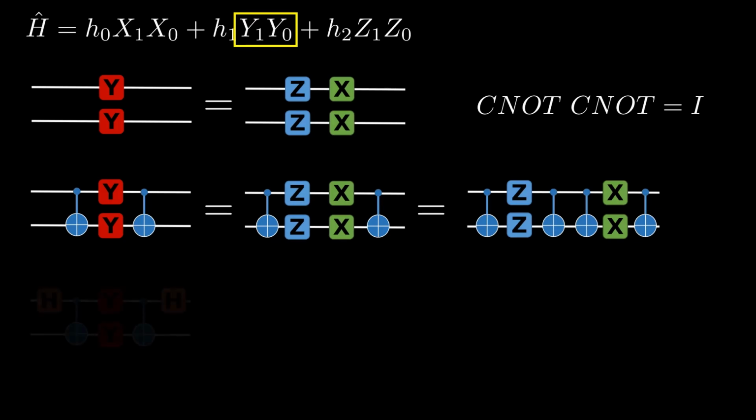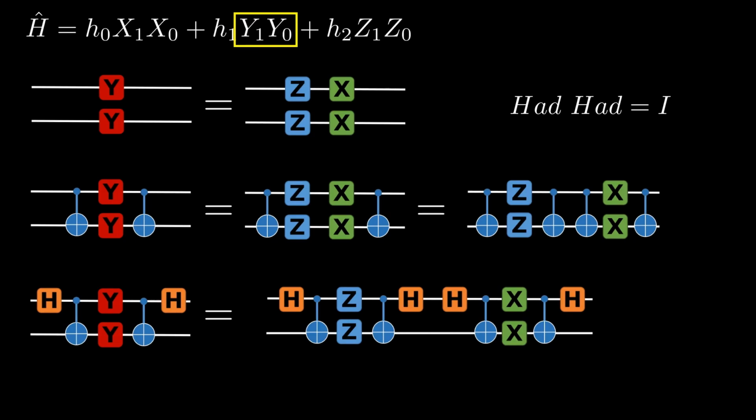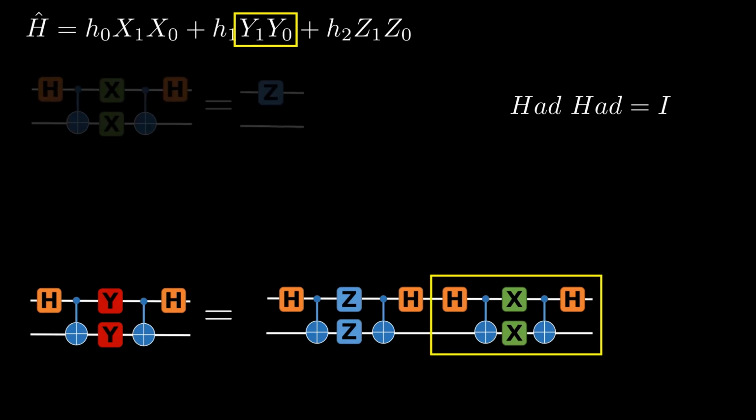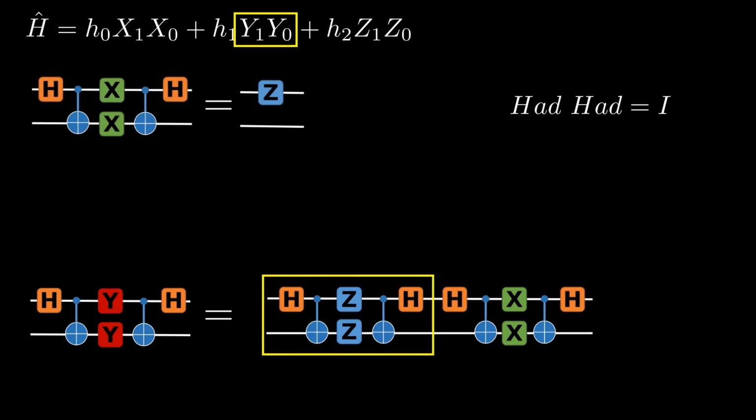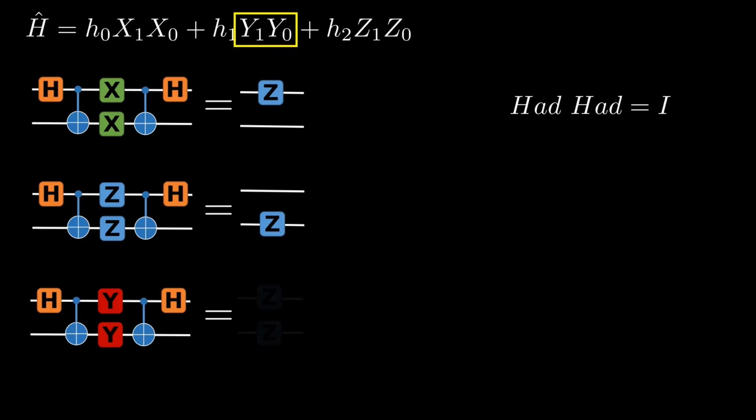Next step, the Hadamard gates. Same trick with Hadamard gates, between the introduced CNOTs. What do we get? Oh, the circuit found for the double X circuit. And also the double Z circuit. So we can just use them. The equivalent circuit is now a simple double Z gate.